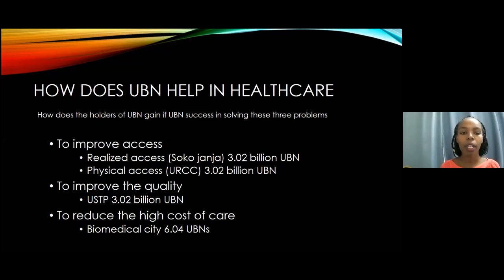Then finally, we have the major project, that is the biomedical industrial city, that goes towards reducing the high cost of healthcare in Kenya. For this, we set aside 6.04 UBNs to facilitate the development of the biomedical industrial city. This biomedical industrial city is basically to make sure that the biomedical products that we have here in Kenya are not imported, because when we import products, it means that the products are very expensive. But if we have locally developed products, then the prices will be very affordable.